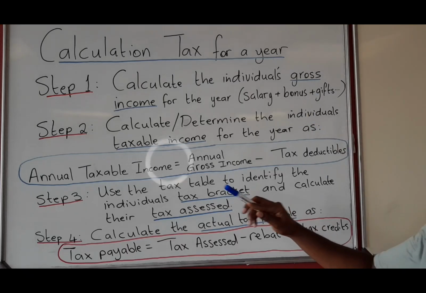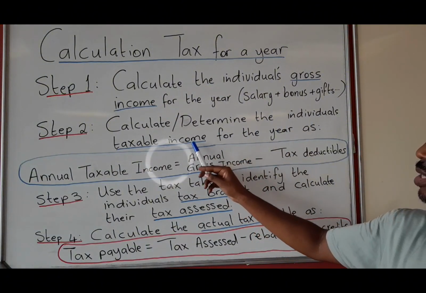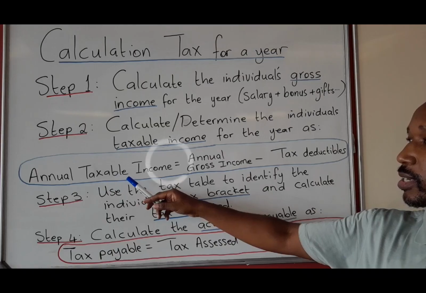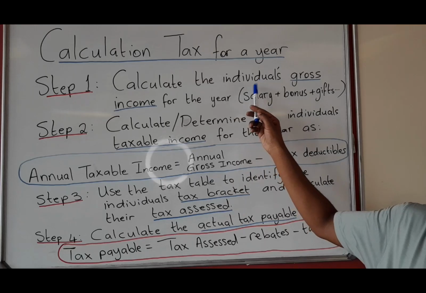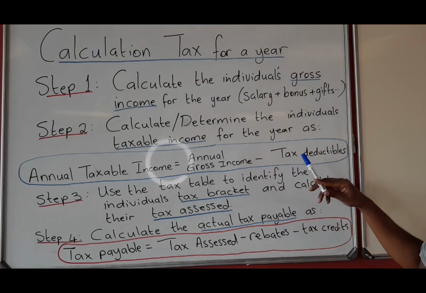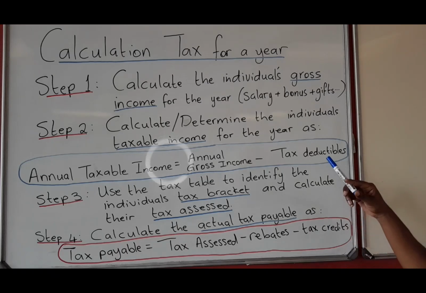Then step 2, we are going to look at what is their taxable income, and this is the formula for looking at taxable income. We look at their annual gross income that we calculated in step 1, and then we minus the tax deductibles. So we did mention what the tax deductibles are: your UIF contributions, pension fund contributions, or approved donations, as we had mentioned. There are others, but we are only focused on this for the purpose of grade 12 learning.